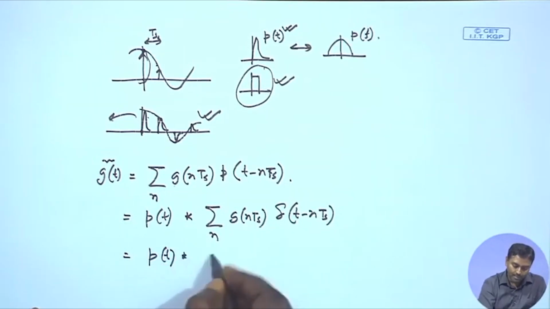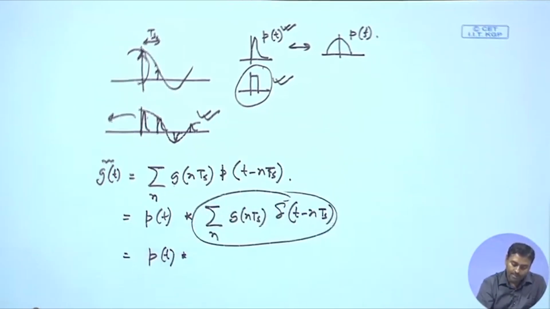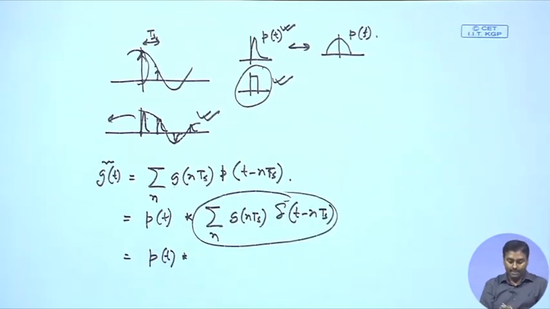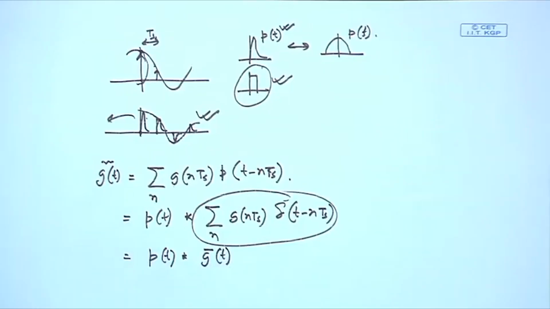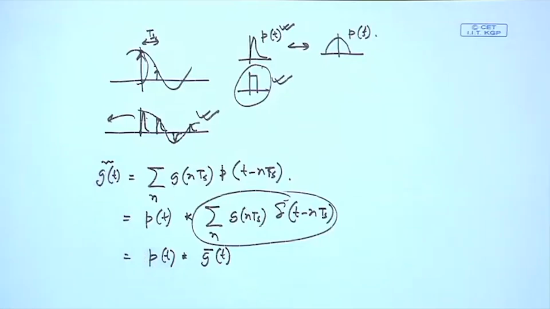What can we see? What is this? This part we have already studied. This is basically the impulse sampled version, which we earlier called g hat t. This is the impulse sampled version of the signal. So I can write this as g tilde t, which means modulated with a practical pulse p t, which has a frequency response of p f. So I get this.